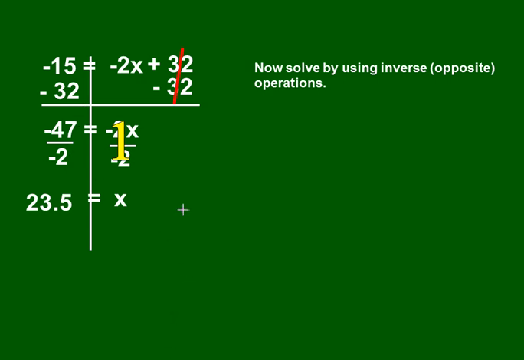If I want to check this, I do it the same way as we've done the others. I take this value for x, because I'm saying x is equal to 23.5, and I replace x in the original equation. So this is what it would look like. Negative 15 equals negative 2 times 23.5, and in this case I'm using parentheses to show multiplication, plus 32.